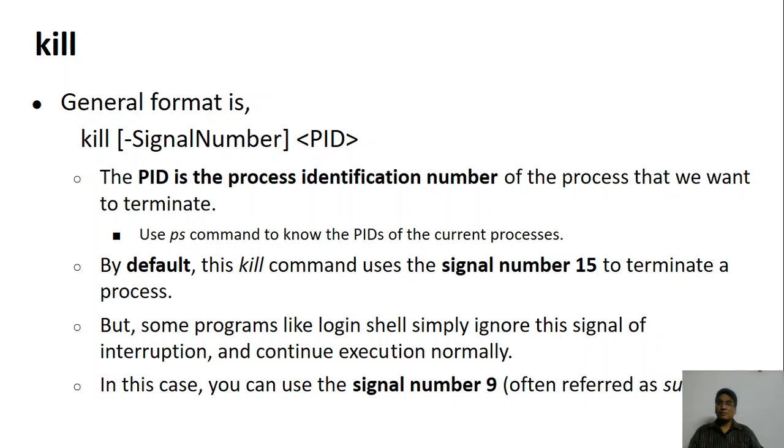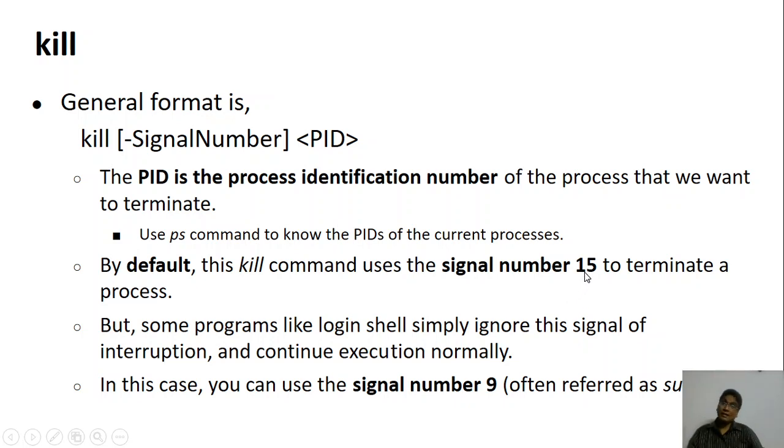In general, if you type kill without the signal number, then it is assumed that you are using signal number 15. Remember, the larger the number, the lower its ability to stop the process. So if you type signal number 9 and 15, which one is more powerful? Signal number 9 is the most powerful, 10 is less powerful, 11, 12, 13, 14, and 15 is the least powerful way.